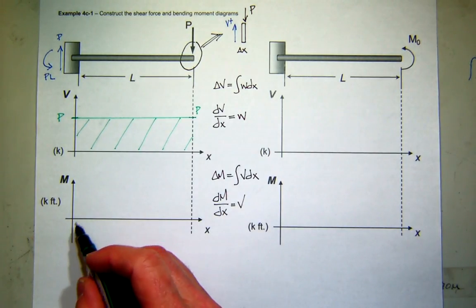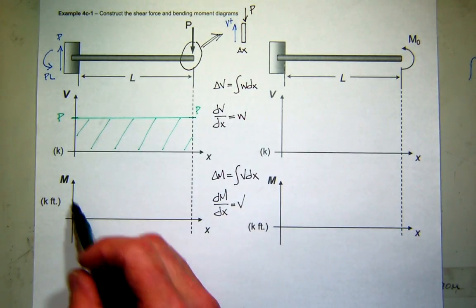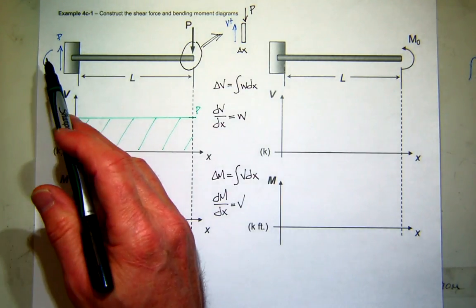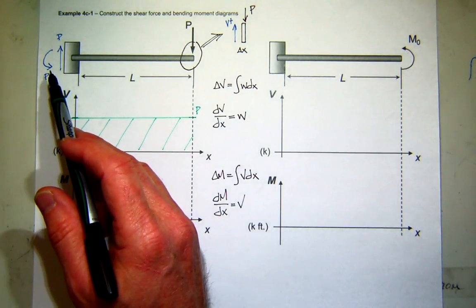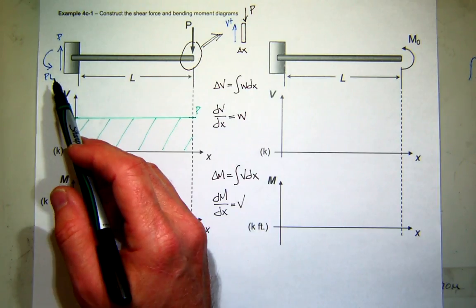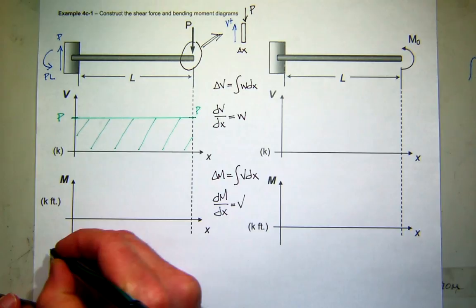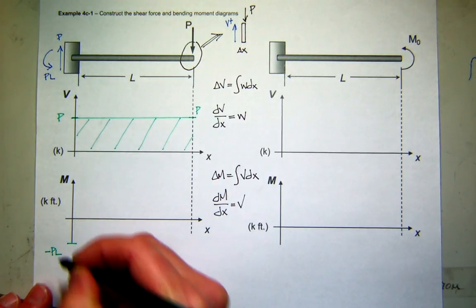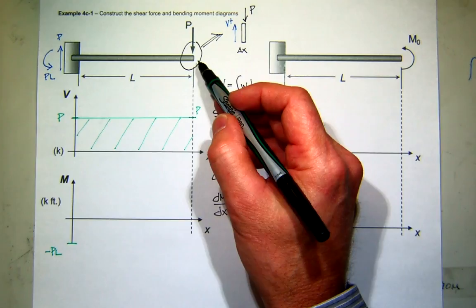Okay, do we know anything about the moment on the left-hand side? Well, sure. What kind of bending moment is that? Positive or negative? That is a negative bending moment, right? So we're going to start off at minus PL. What is the bending moment at the free end? 0.